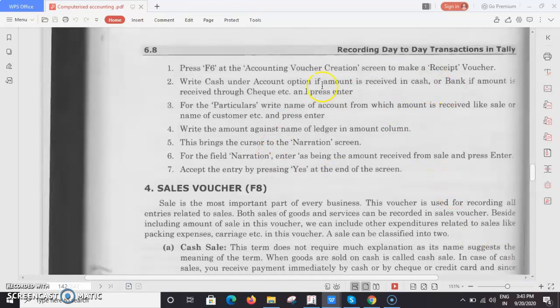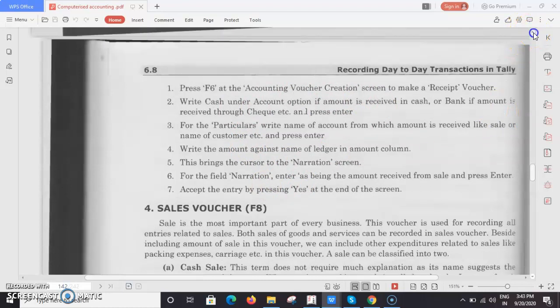He has given the screen. What is there in the screen? What do we have to enter? I will explain all these things when I am telling the problem. Now I hope you understood receipt voucher and payment voucher.